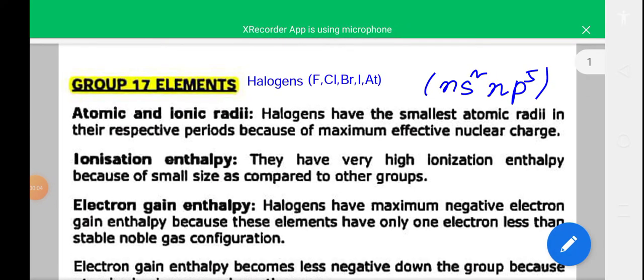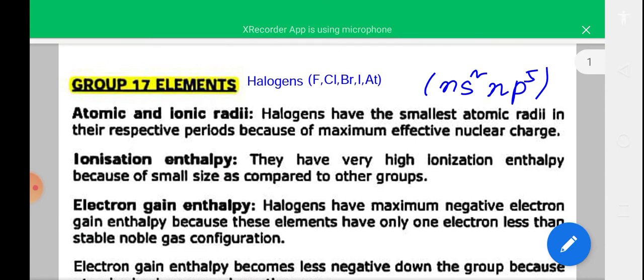In this video today I'll discuss group 17 and group 18. Group 17 elements are also known as halogens, and the elements are fluorine, chlorine, bromine, iodine and astatine. These are group 17 elements and their general electronic configuration is ns2 np5. This is the general electronic configuration of group 17 elements.